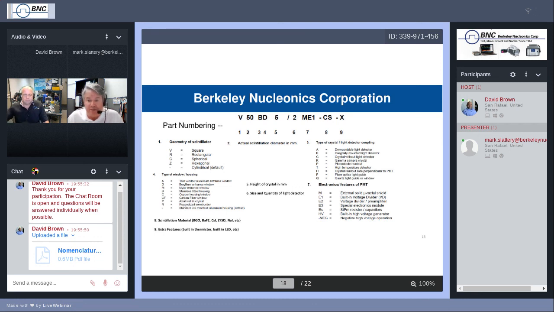Extra features, we'll have a built-in thermistor, some of the features, fiber optic. Do we need to guide the photons or the light in a less than linear, less than straight-on fashion? Do we want non-standard or custom configurations? Do we need to select special low background materials or low hydrogen materials, even in the case for neutrons?